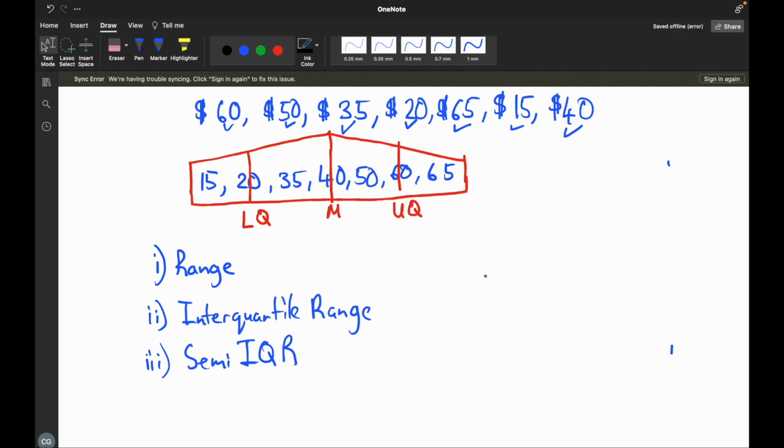All right, so what's the range? How did you work that out? Yes, so 65 minus 15, because that is the highest number minus the lowest number. So 65 minus 15 is 50. So in this case, $50, right? Don't forget your units, guys. Units are very important.